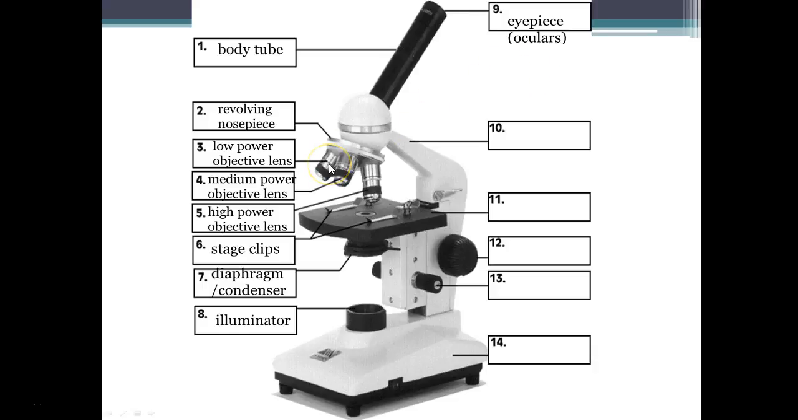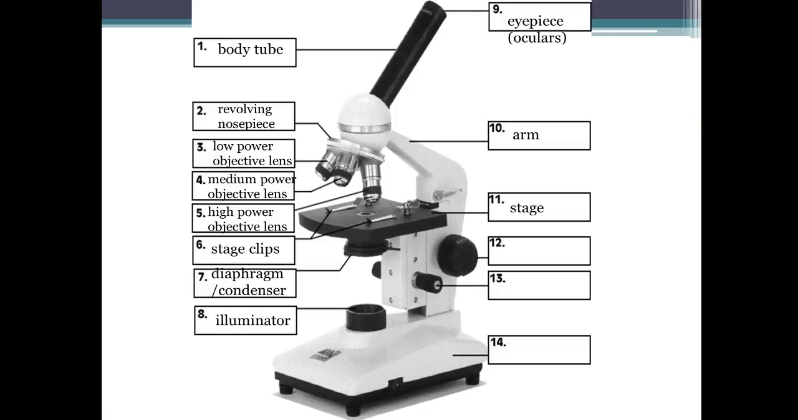The low-powered lens has a 4 on it. So again, 4 times 10 would be a total magnification of 40. So magnifying it 40 times the actual size. This is called the arm of the microscope, and whenever you're moving the microscope, you'll have one hand on the arm and one hand underneath down here.